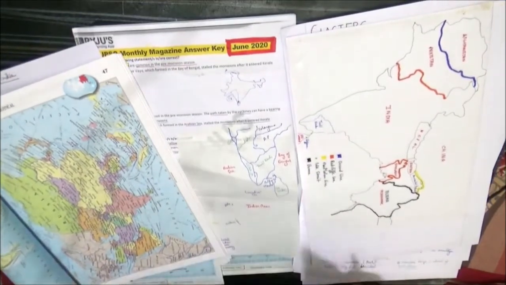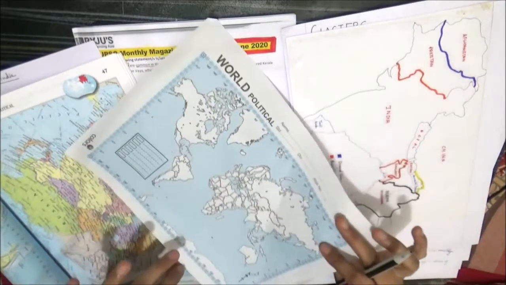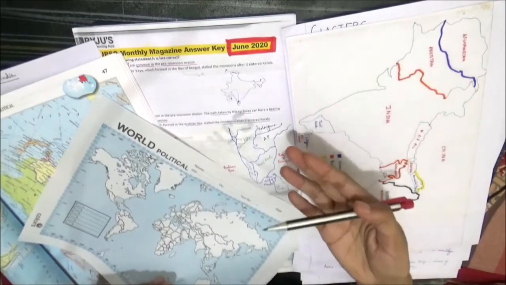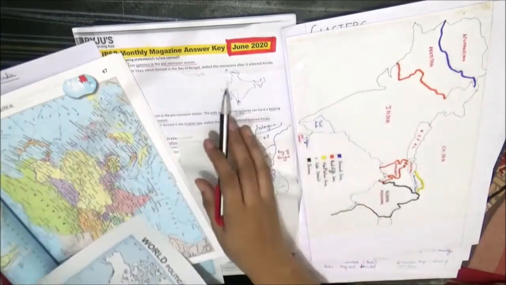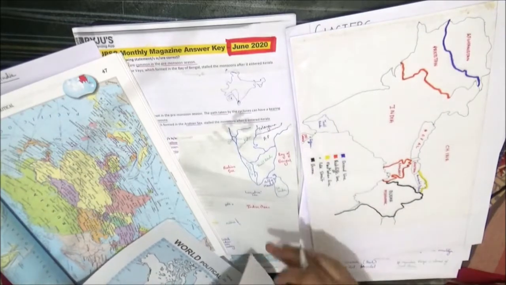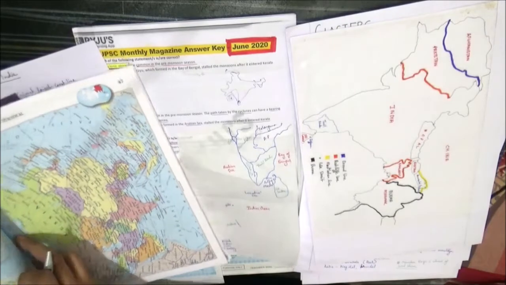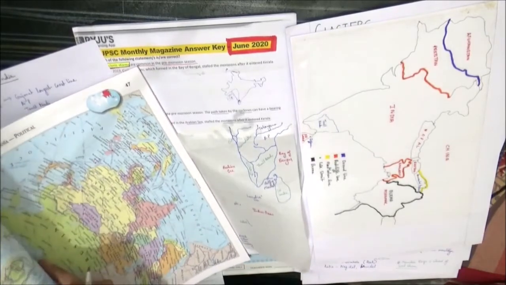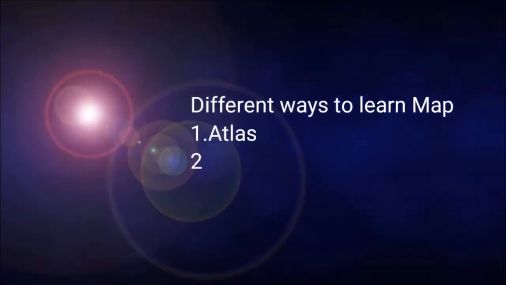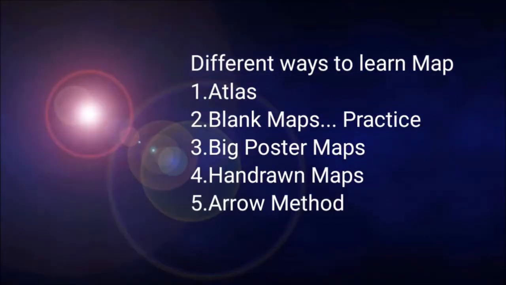And also, having blank maps and practicing on blank maps also works. And after a point of time when we are good with the things, we can also go for hand drawn small diagrams, or we can just use the arrow method. So whatever method suits you and you are comfortable with and you can quickly draw it, you can go with that particular method in your exams. These are the methods and techniques which I use to practice and learn maps, but you can use other techniques also if you are comfortable with them.